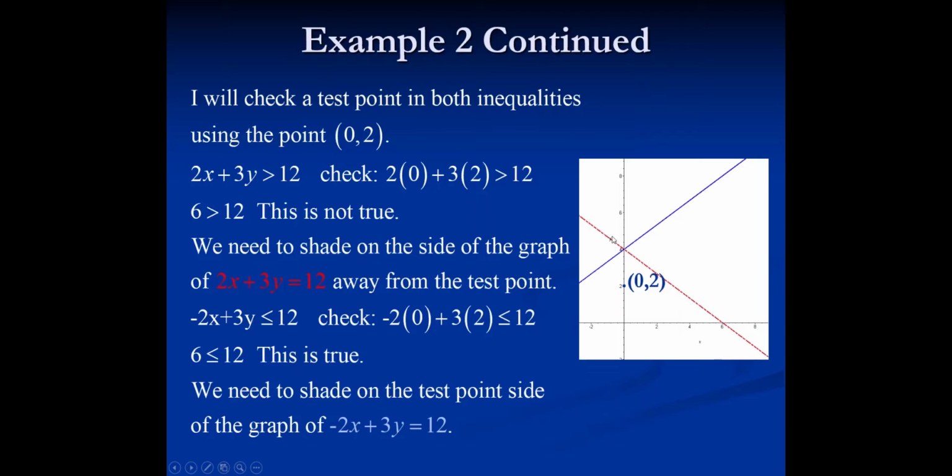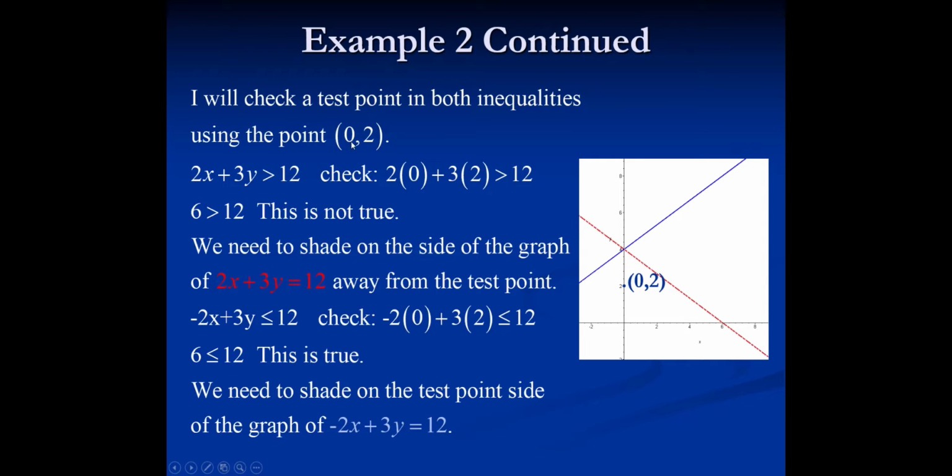Now, what we're going to do, there's the picture there, is use a test point. I'm going to use the test point method this time. So I'm going to test the point (0, 2). You just got to pick a point that's not on either one of the two lines. And then you check and see if the coordinates of that point satisfy each individual inequality.